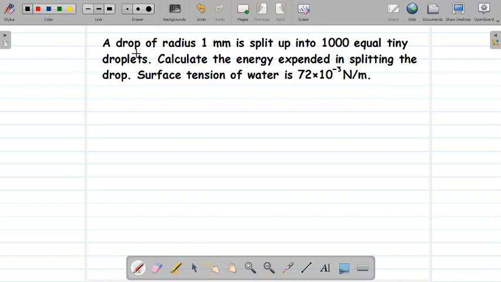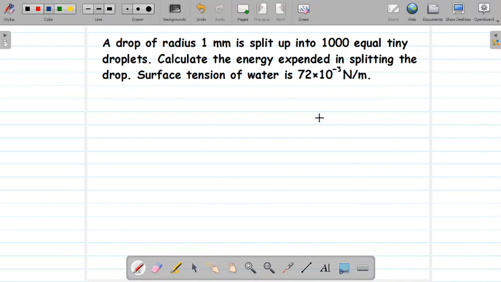A drop of radius 1 millimeter is split up into 1000 equal tiny droplets. Calculate the energy expended in splitting the drop. Surface tension of the water is 72 into 10 raised to minus 3 Newton per meter. So let us try to do this problem.